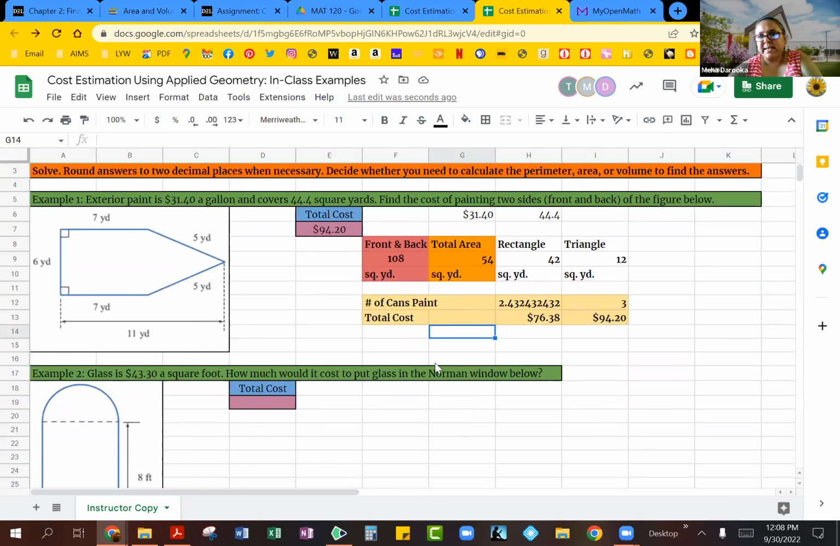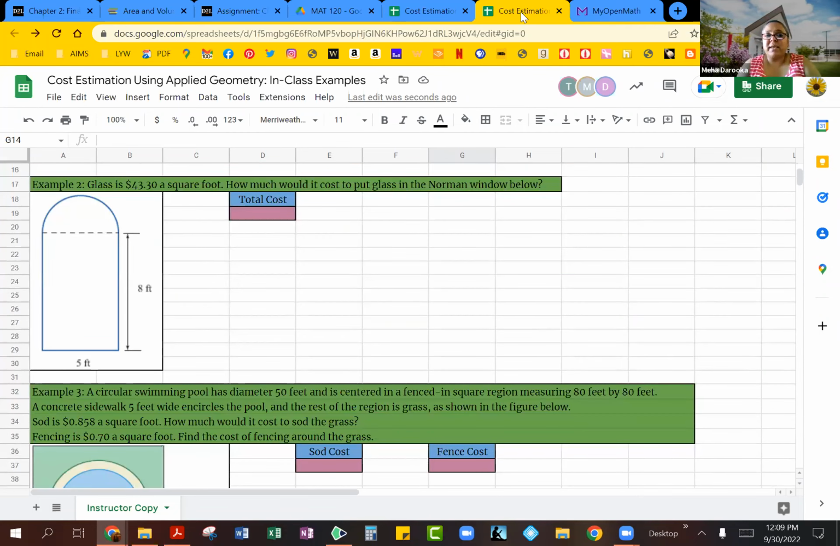Okay, before we move on to the next example, any questions on this one, guys? No? Okay. So this one here is now talking about glass being $43.30 a square foot. How much would it cost to put glass in the Norman window below? So same question, do you find perimeter, area, or volume? If we're putting glass in this Norman window. Perimeter, area, or volume?